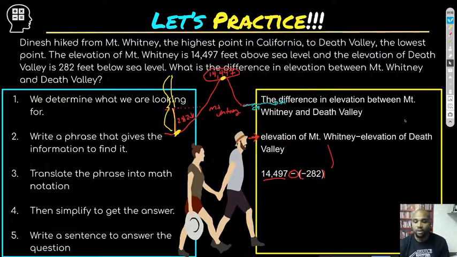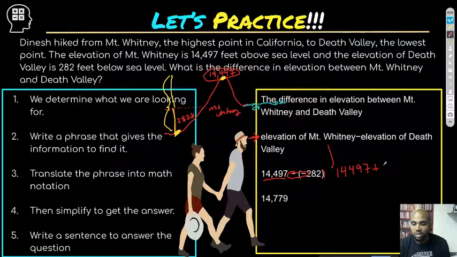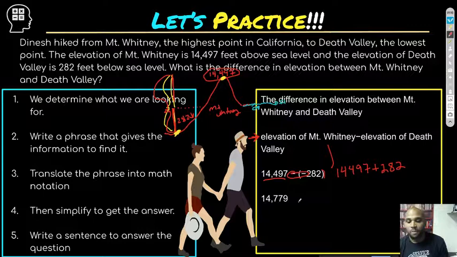So let's simplify this. As we said a second ago, that negative, or minus negative, however you want to call that, these two are going to turn into a plus. So that's going to give me 14,497. Because I have these two next to each other, we've learned a rule that it just goes to a plus every time. 282. So really we're just adding. We're just taking the 14,000 feet here and adding it to the 282 here, and that's going to give us the total distance between the two. And when you do, you get 14,779.